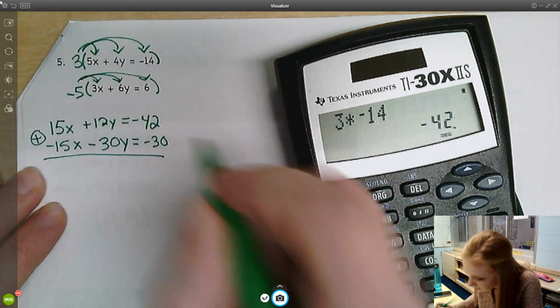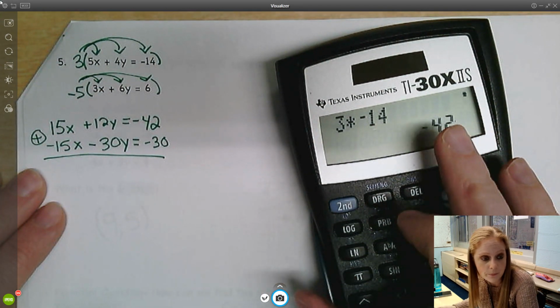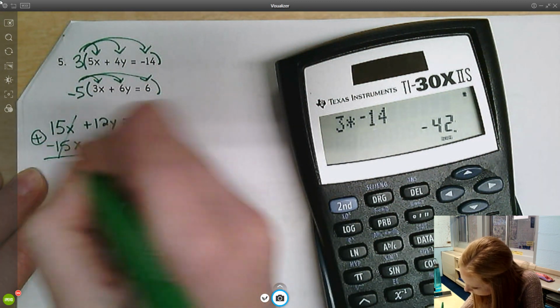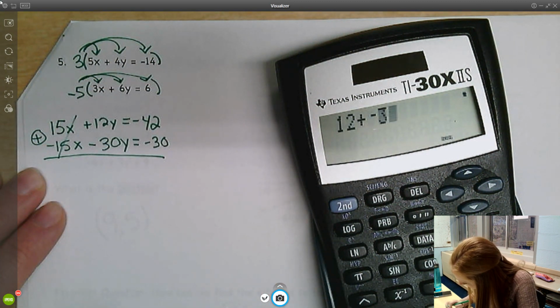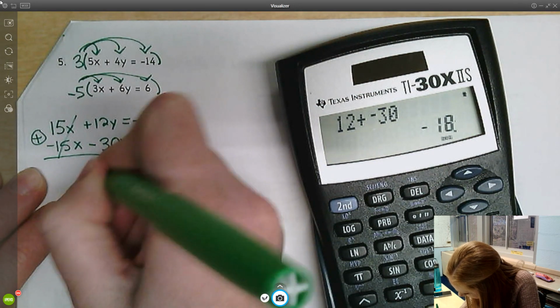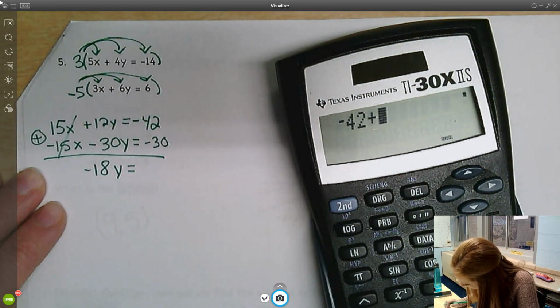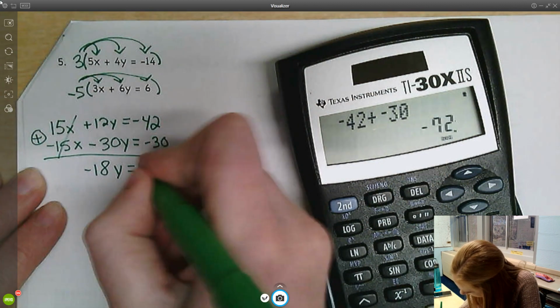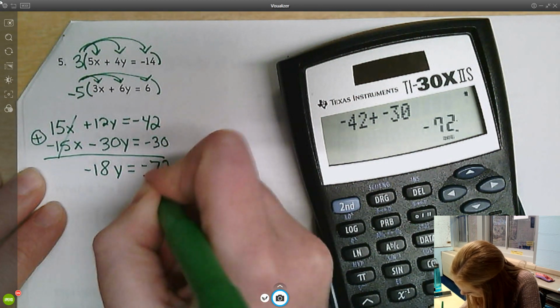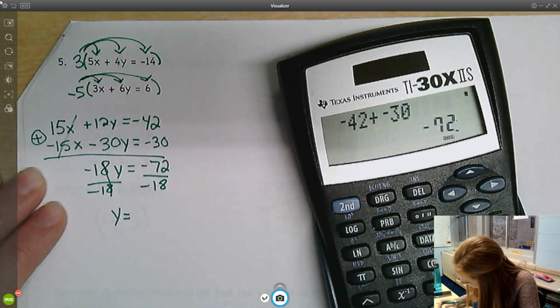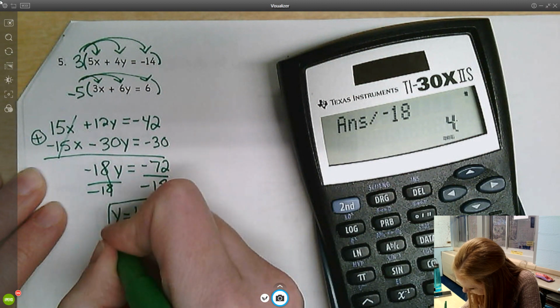These are very big numbers, but that's okay. Let's add and eliminate. Our x's are going to eliminate. 12y plus negative 30y is negative 18y. And negative 42 plus negative 30 is negative 72. Let's divide both sides by negative 18. And we'll get y equals 4.